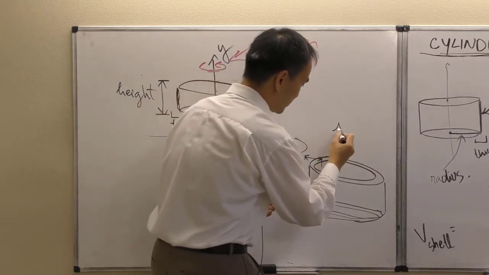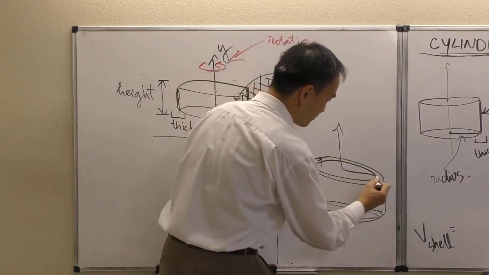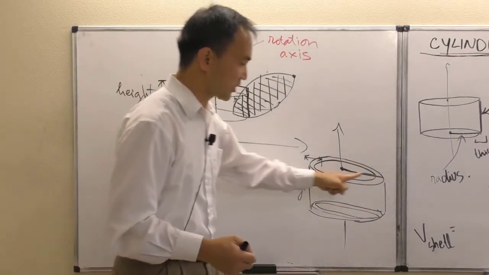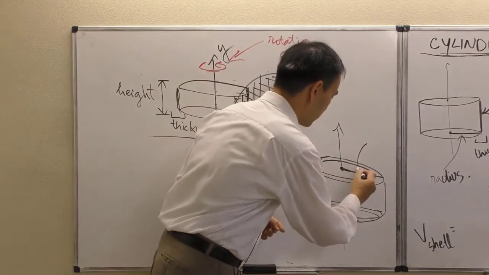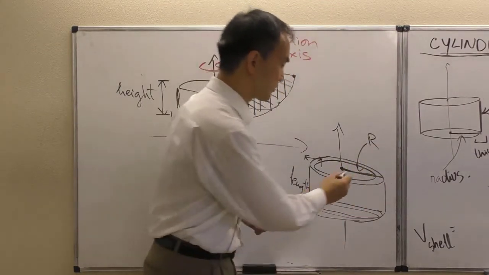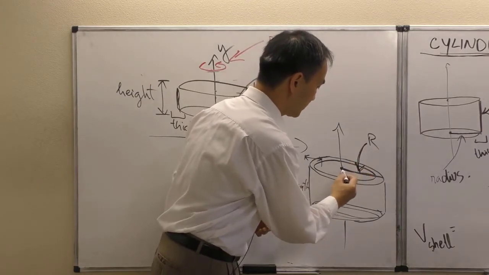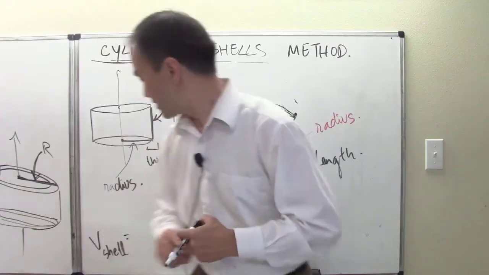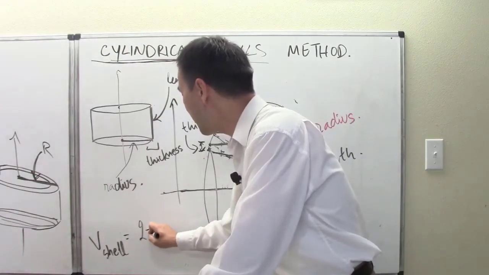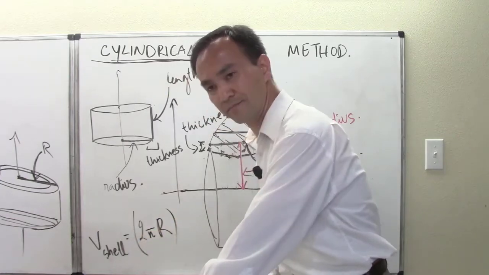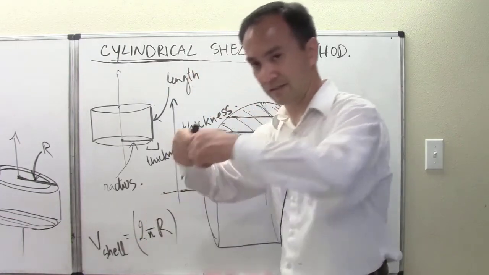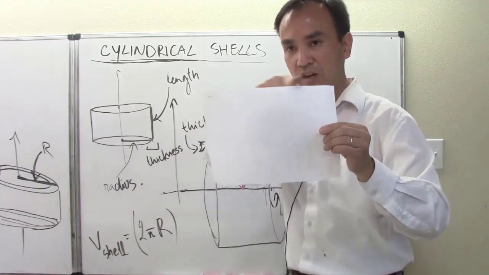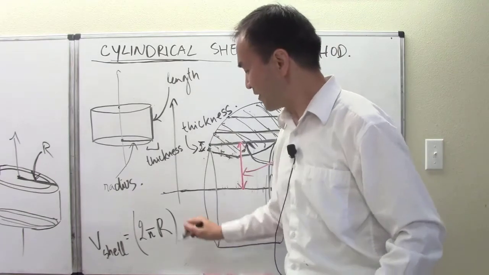2 pi r. 2 pi is a constant, and r is the radius from the rotation axis out to the shell itself right there. So this is the radius, that's the distance right there. In that case, circumference is 2 pi times radius. Imagine that circumference is equivalent to the length of the piece of paper when we're unwrapping it.